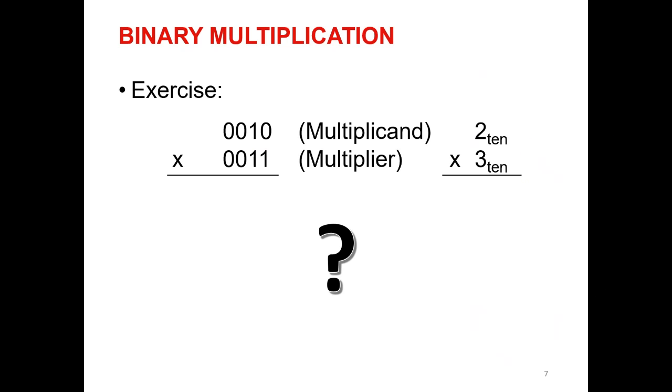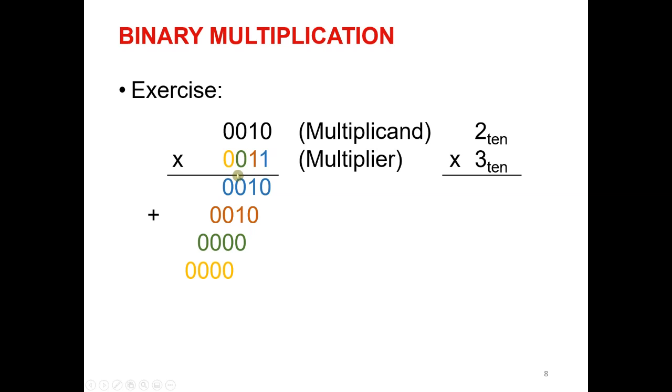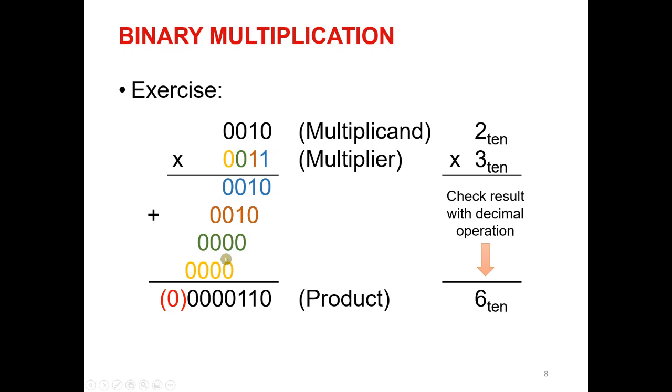Similarly to what we have done with the previous one, again we will start by multiplying the first digit, 1, by the multiplicand. This gives us this value. Then we will follow with the second digit in brown, which gives this value. Then we will continue with the green one, which in this case is 0, and the yellow one, which is 0 again. And then we will just add all those values, and then we will check the result again in decimal.